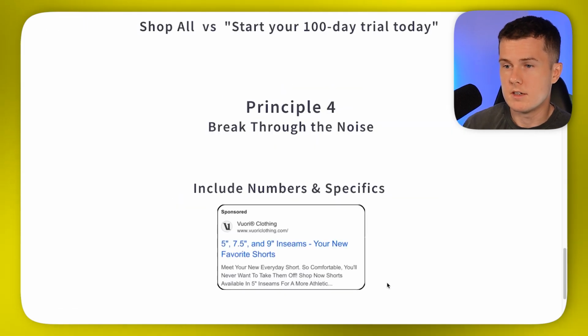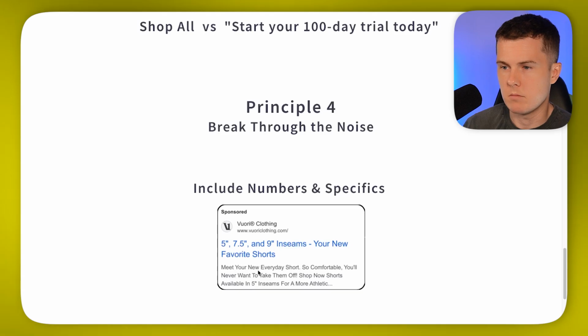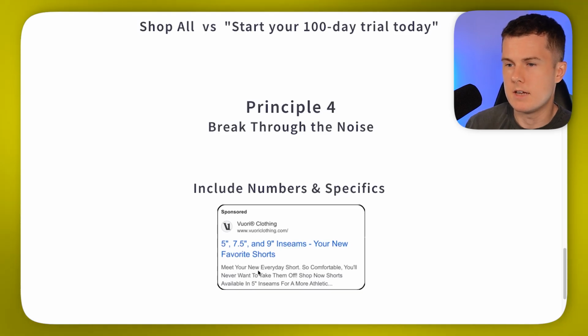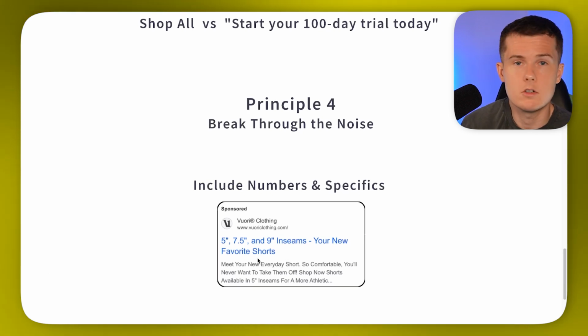So the first strategy is including numbers and be specific. So our brains are naturally drawn to numbers because they feel concrete, they feel trustworthy. So look at how Viore uses different sizing options in their ads. So available in 5-inch, 7.5-inch and 9-inch inseams. So it immediately catches attention, provides valuable context that helps people self-qualify. Other things, instead of saying fast delivery, say delivered in 24 or 48 hours. And instead of great results, say 87% of customers see real difference in the first 30 days.